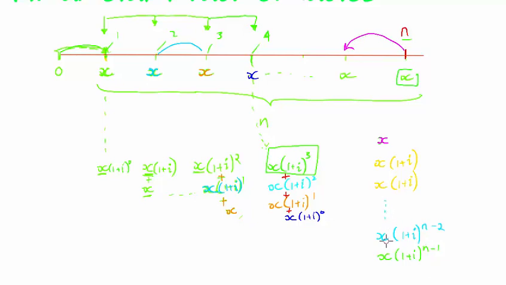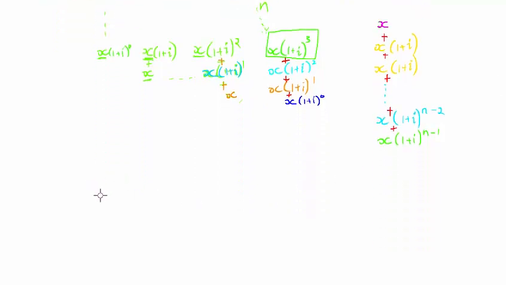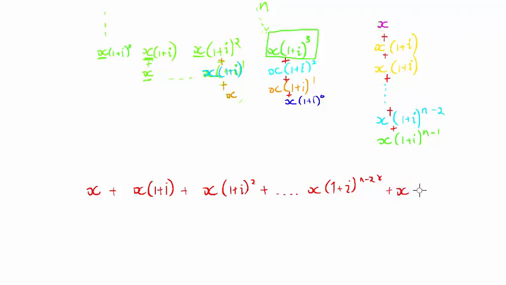Now all of these in between, we're not going to do all of them, but in the end I must add all of these up again. So I end up getting an expression that looks like this: x plus x(1 plus i) plus x(1 plus i) squared, plus all the way to x(1 plus i) to the n minus 2, and plus x(1 plus i) to the n minus 1.